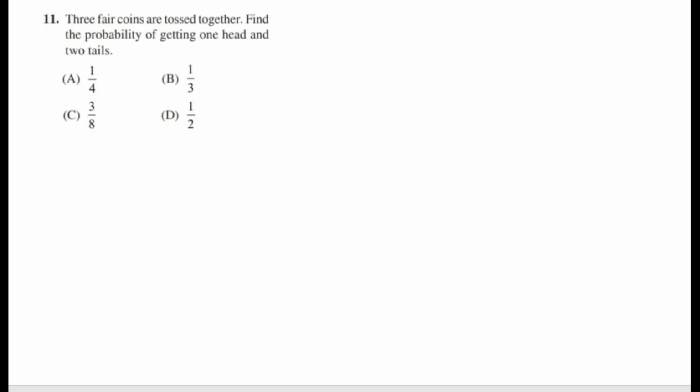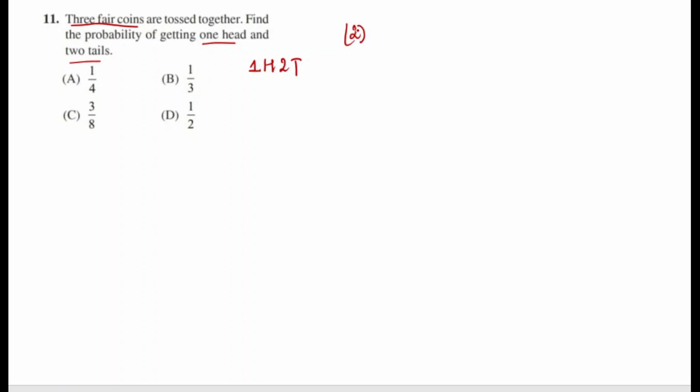Here we have a question. Three fair coins are tossed together. Find the probability of getting one head and two tails. We need to get one head and two tails. Now, three fair coins. In a coin, what can we see? We can see one head and one tail, right?